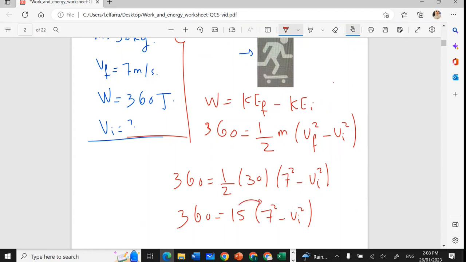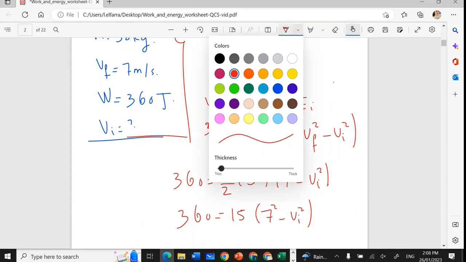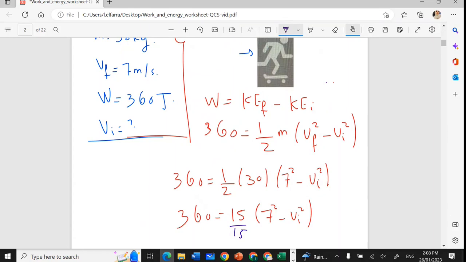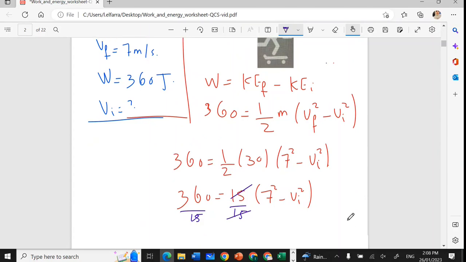Now I'm going to distribute. Okay. So 15 times 40. Or before distributing, I'm going to divide both sides. It would be better if I divide both sides by 15 to get rid of 15. I'm going to divide by 15, divide by 15. Okay? So it will be 360 divided by 15. This will give us 24.